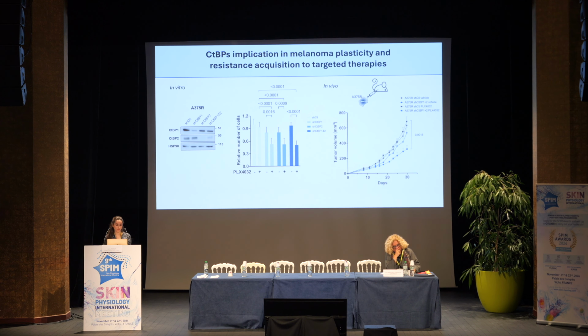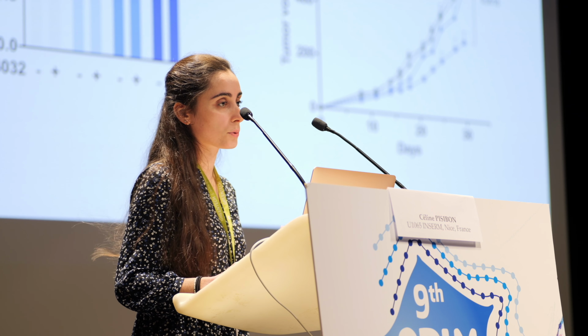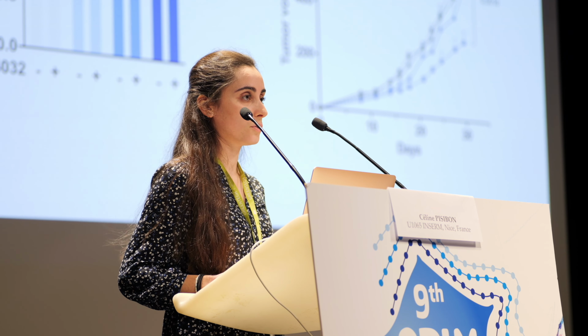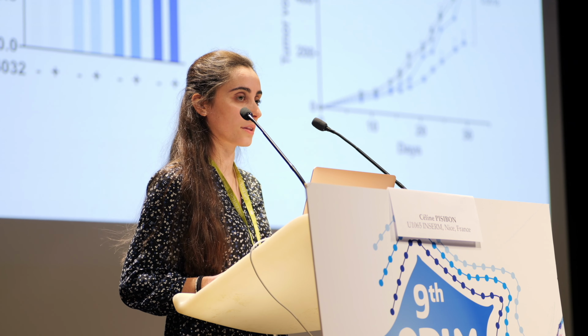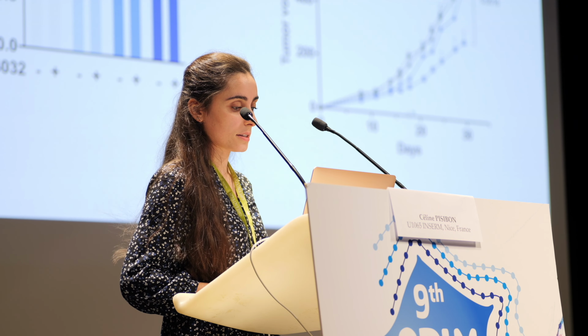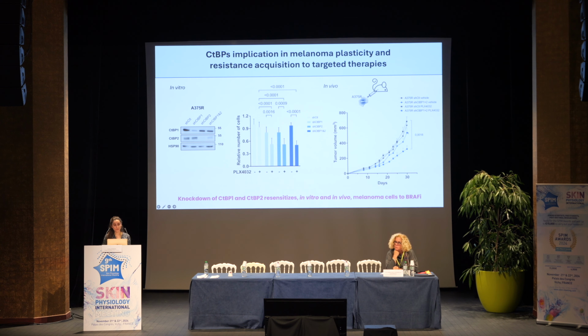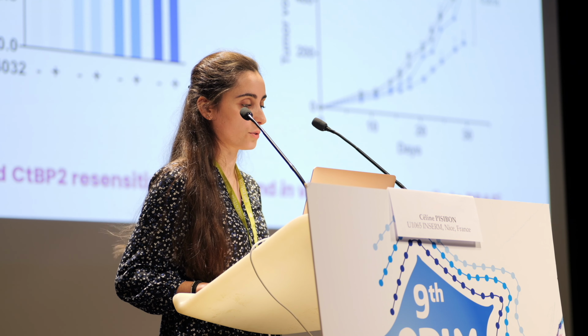So these were results that were done in vitro, but we also went with some in vivo experiments using immunodeficient NSG mice, where we subcutaneously injected these mice with resistant melanoma cells, knocked down or not for CTBP1 and 2, and these mice were treated with targeted therapies. And what you can see is that the group of mice treated with targeted therapies and that harbor the tumor knockdown for CTBP1 and 2 present a reduction of the tumor volume in comparison to the other groups. So knockdown of CTBP1 and 2 resensitizes in vitro, but also in vivo, melanoma cells to targeted therapies.